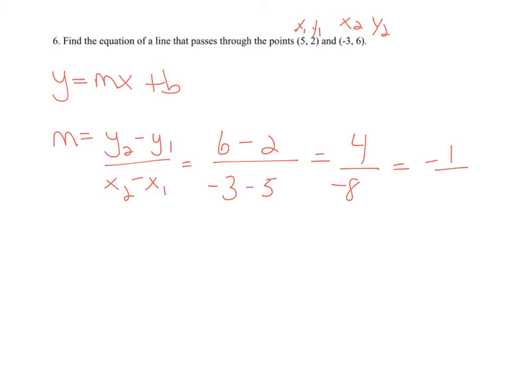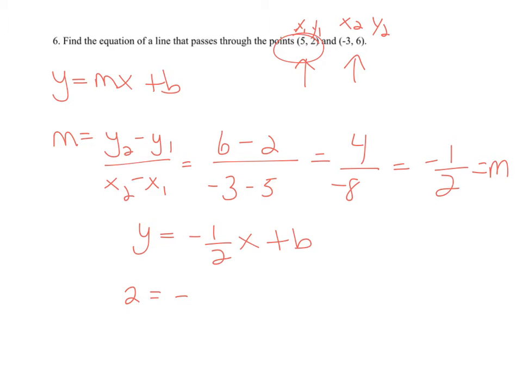Reducing that to negative 1/2, that's your m. So, with y equals mx plus b, I'm going to replace the m with negative 1/2 x plus b. Now at this point what you want to do is solve for your b value. And to do that you're going to pick either of these points. I'm going to pick (5, 2). But if you use the other one, you'll get the same answer. So I'm replacing y with 2 because that's what y is. And I'm going to replace x with 5 because that's what x is.